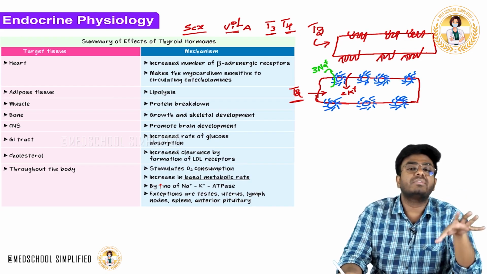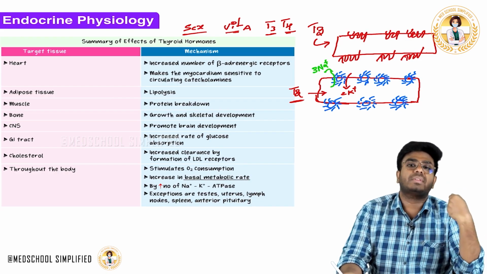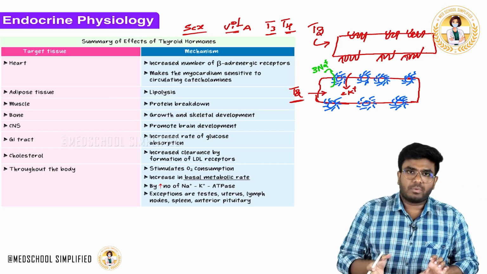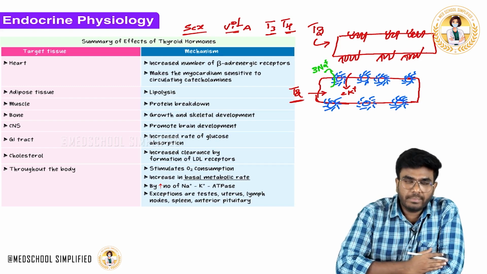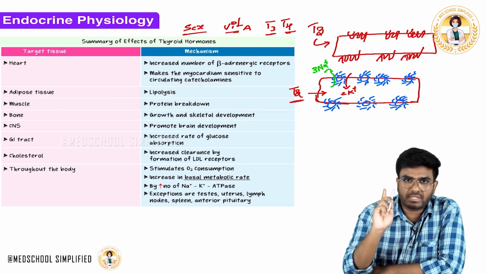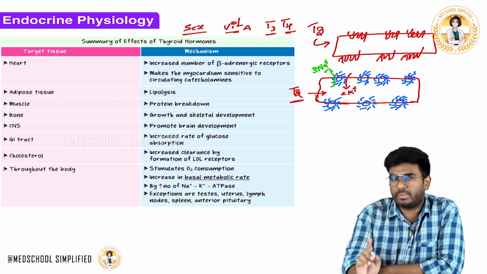Okay, these are the 5 sites where the basal metabolic rate is not going to be increased. So these are in general about the effects of the thyroid hormones on different tissues of the body. An important point I want you to know is that thyroid hormones are calorigenic hormones. Thyroid hormone increases the basal metabolic rate by increasing the number of sodium-potassium ATPases.